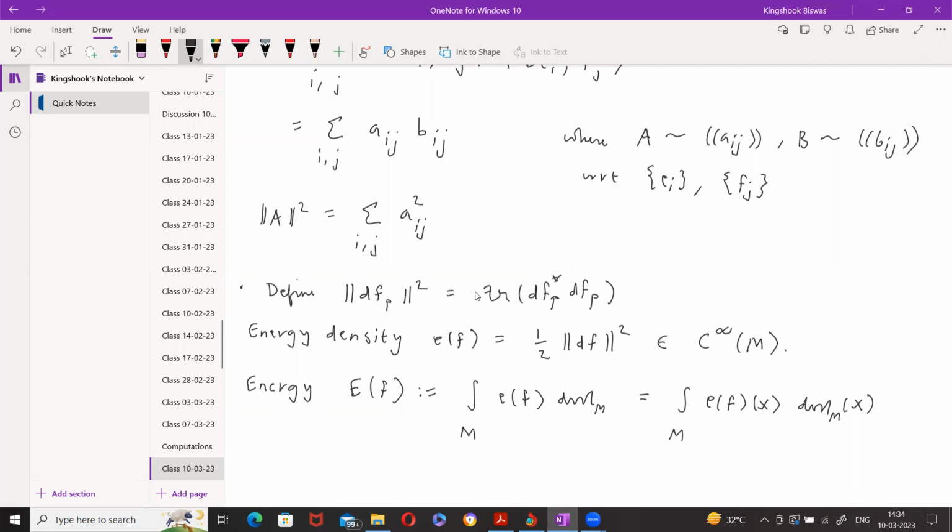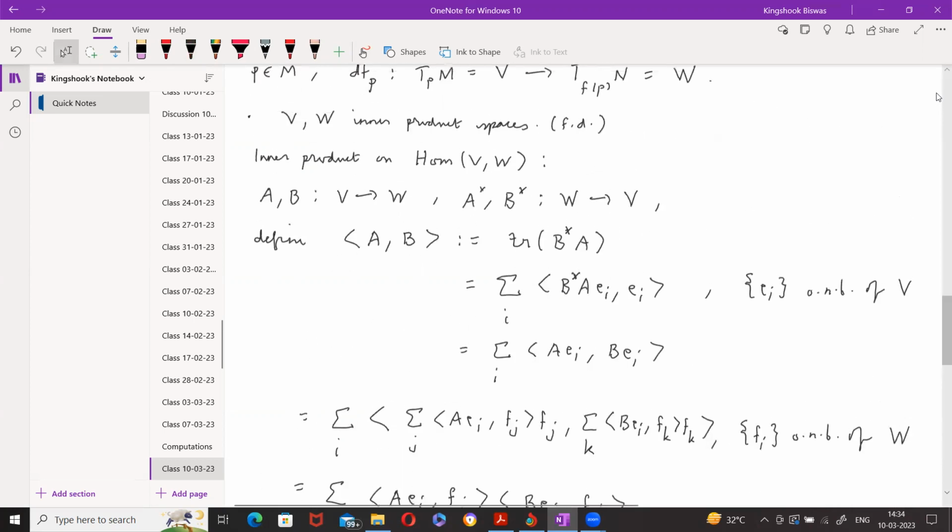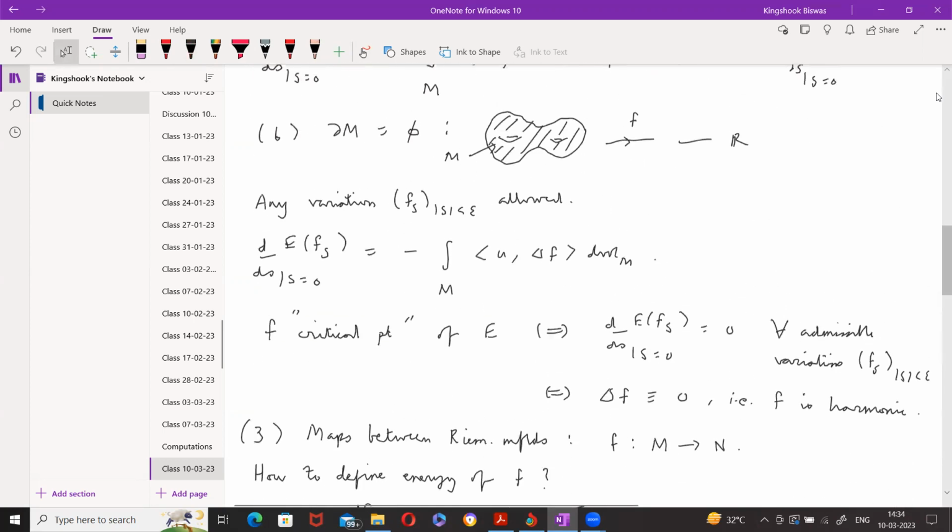Okay. So what we want to do is look at variations of F, compute the first variation of energy for maps between manifolds, and then we'll see what the corresponding critical points of the energy functional are. So as you've seen here, for the case of the Laplacian, for the case of functions, the first variation of energy equal to 0 leads to the Laplacian equal to 0.